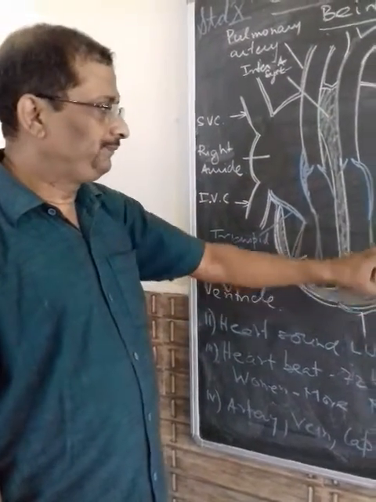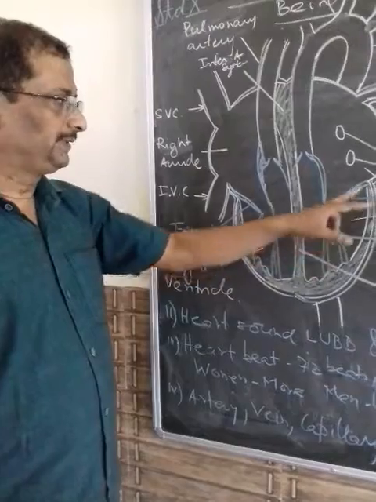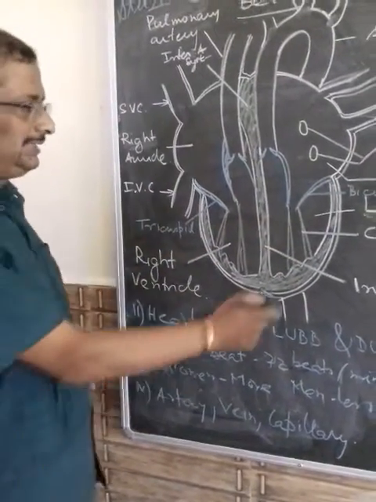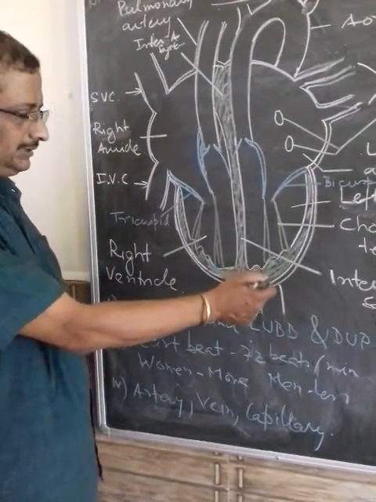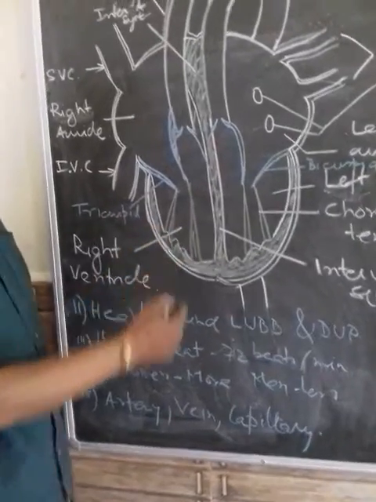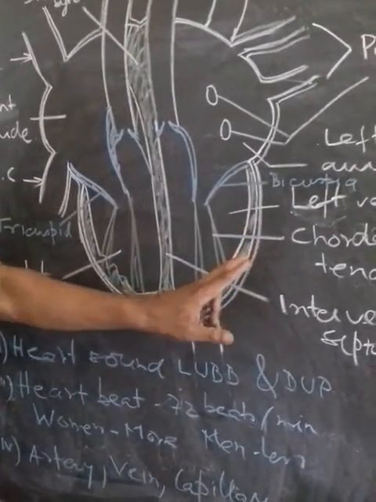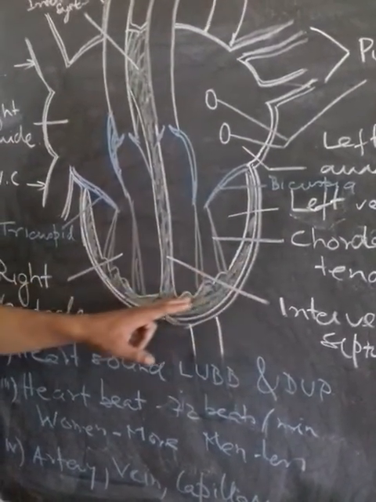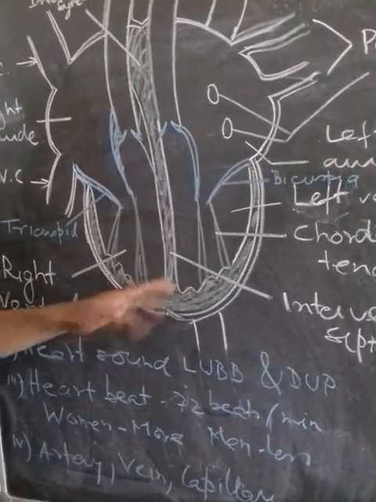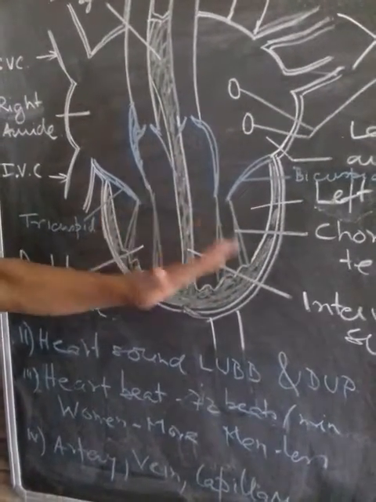Now, if you see the ventricles of the heart, we see the left ventricular wall is thicker than the right ventricular wall. There is a specific reason why the left ventricular wall is thicker than the right ventricular wall. We will discuss it later on.